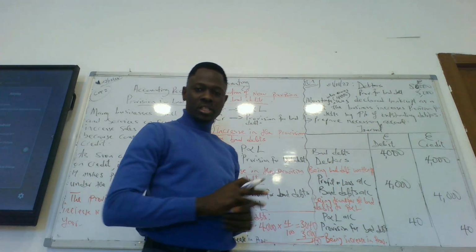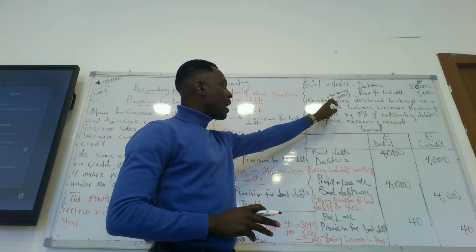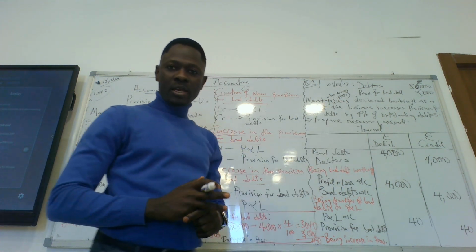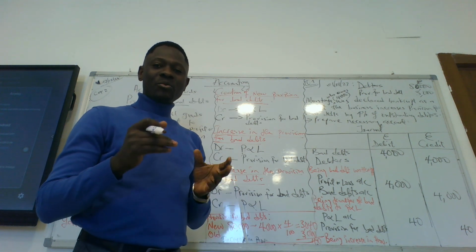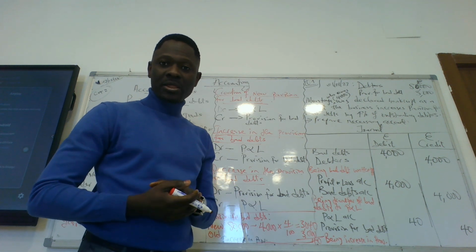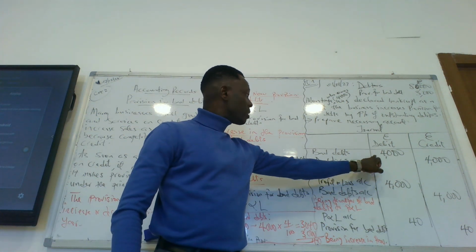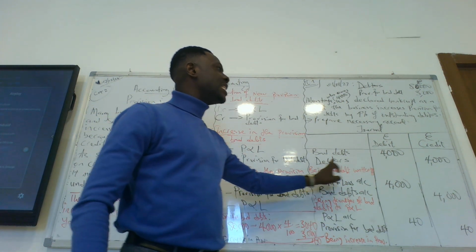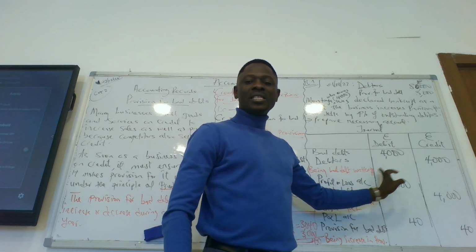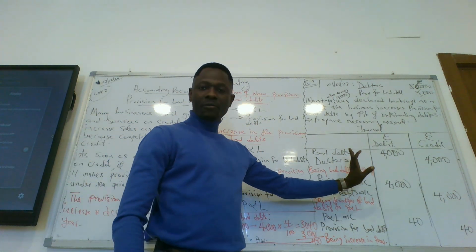In preparing the journal, we have the bad debt, which is 4,000, and the debtor, which is Montoya. Because we have a bad debt, we debit the bad debt account for 4,000 and we credit the debtor's account for 4,000 because it is written off. So the narration of this entry is: being bad debt written off.